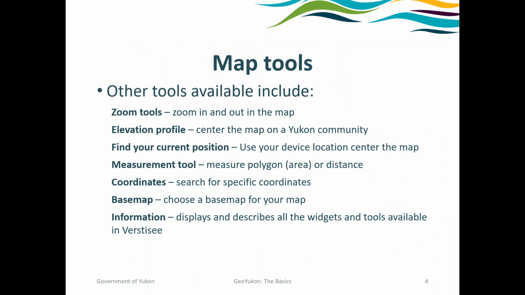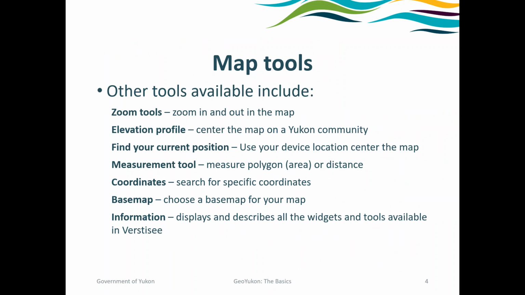So map tools. It's important to know about different map tools because that's going to help you navigate around the map. So some of the tools include, there's a zoom tool, which is self-explanatory. It's for zooming in and out of areas. There's an elevation profile tool, which allows you to view the low and high point of a line or polygon. You can find your current position. There's a measurement tool, again, self-explanatory. You can measure areas or distances.